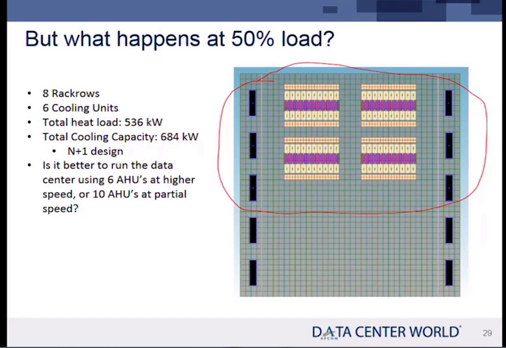So this is a 50% load, and we're going to design it for N+1. So this will run, and the question I'll simply ask right now is, is it better to run 6 air handlers on this or 10?